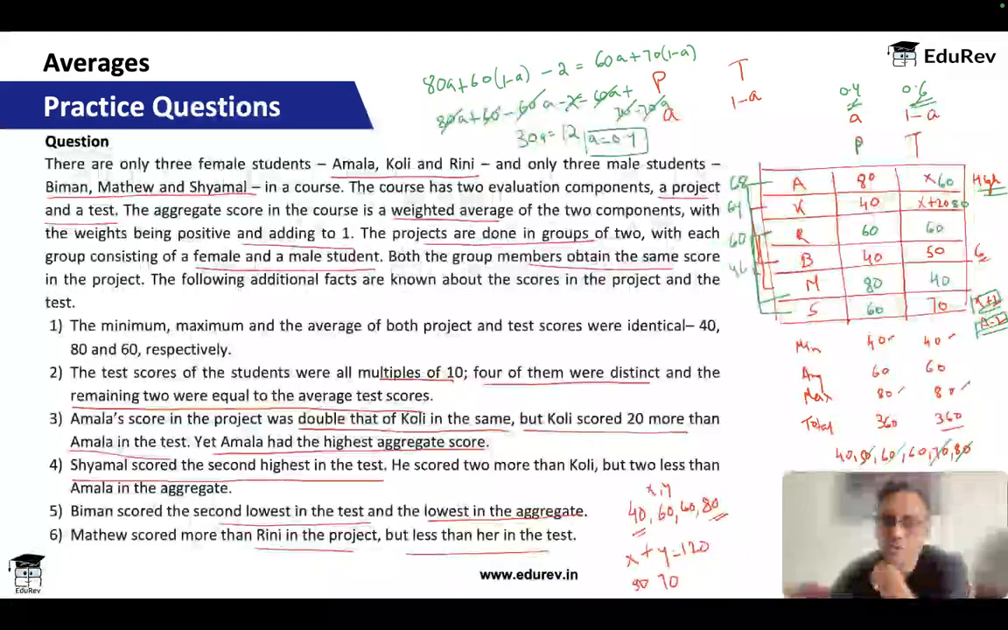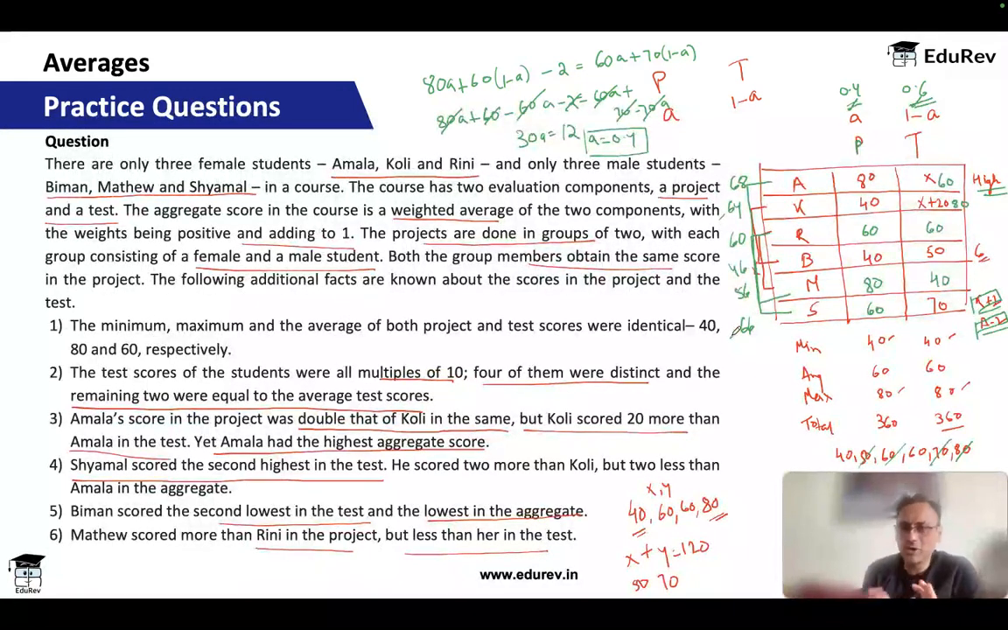B should have the lowest score, which is so far. 80 into 0.4 is 32, 32 plus 24 is 56. And S is 16 plus 42, which is 58, no, 24 plus 42 is 66. So S has 2 less than Amla, and does he have 2 more than K? Yes, K has 64 and he has 66. So these are all your answers.